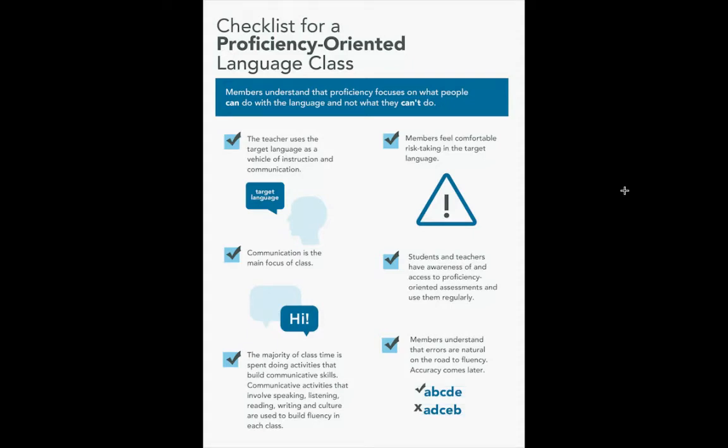So the very first and most important thing is that everyone needs to understand, everyone in the class, the teacher, the students, administrators, that proficiency focuses on what people can do with a language and not on what they can't do. I'm not saying to completely ignore errors. I think that's a different conversation. But I also think that the focus needs to be on what we can do and not on what we can't do, because we already know what we can't do. We know that we can't communicate as well in many cases in this other language as we can in our native language. So the focus has to be on what you can do.